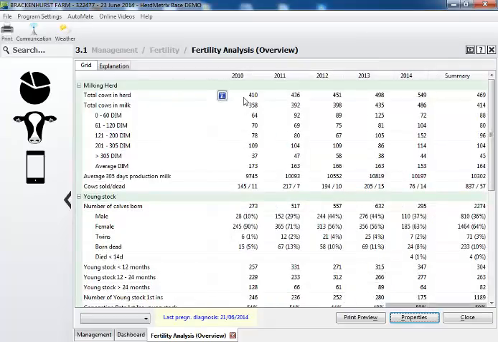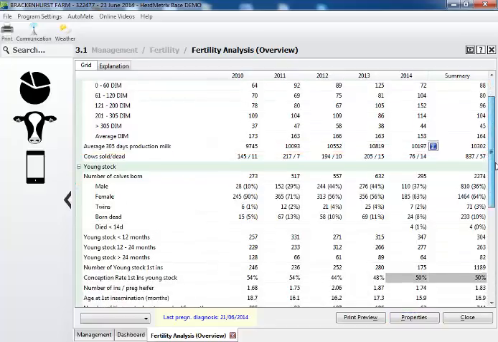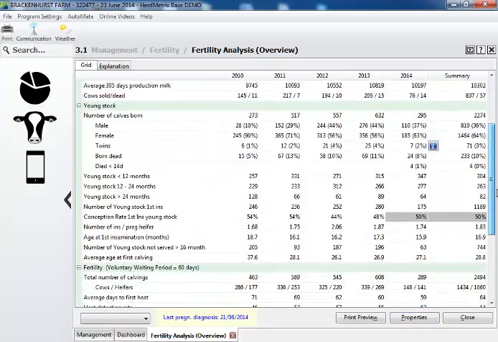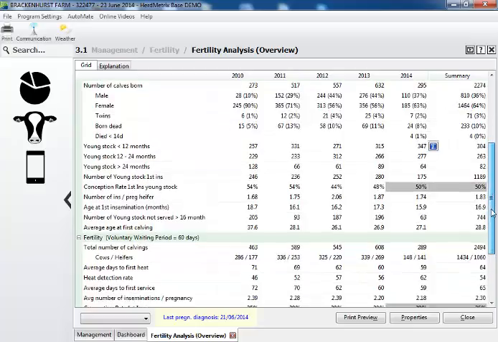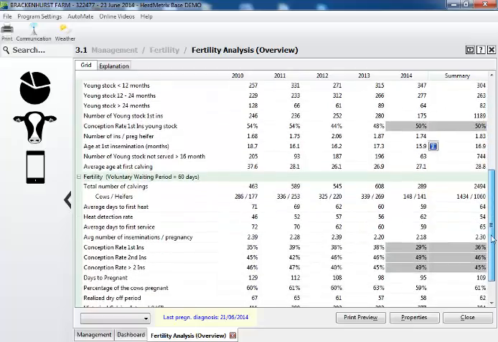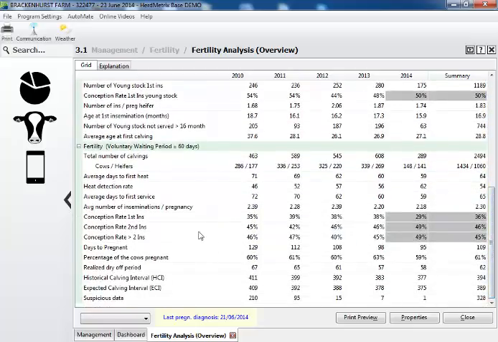So the first thing I can see is that we've really increased the cow numbers. We've gone from 358 to 486. I can then look at the milk yield, which is going up. We then go through the calves, the performance of the young stock, then finally down to the inseminations per pregnancy, conception rates, and the calving interval.